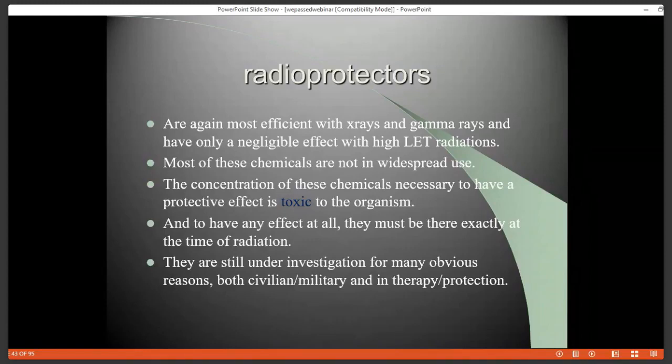The key with protectors and sensitizing agents is being able to deliver them to the correct tissues. You don't want healthy tissues taking up radiosensitizers, and of course we do want the tumor cells to take up radioprotectors. This becomes the holy grail of looking for these chemicals that will only go to one tissue versus the other.